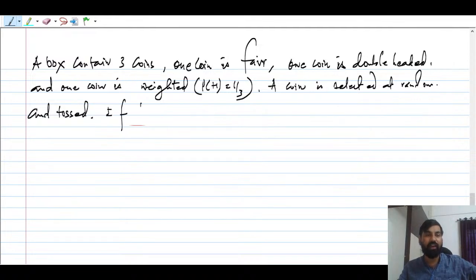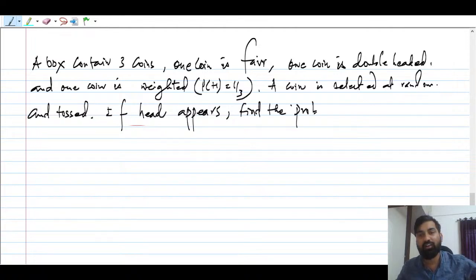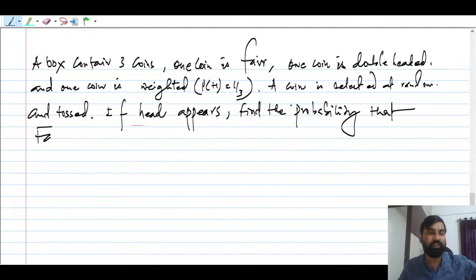Look, what is it saying? If head appears, already he has told you, if head appears, then you have to revise the initial belief. Now look at the statement ahead. If head appears, what is the probability that fair coin was selected? Meaning that head appeared because of the fair coin. Find the probability that the fair coin was selected.